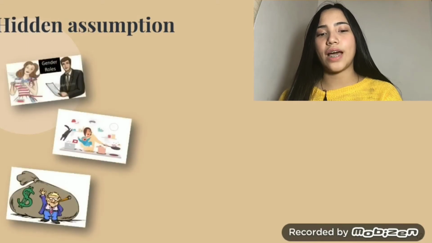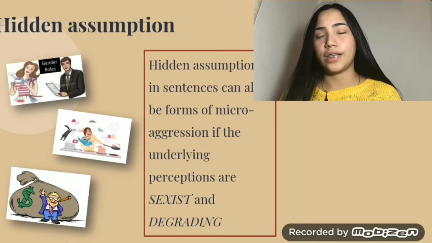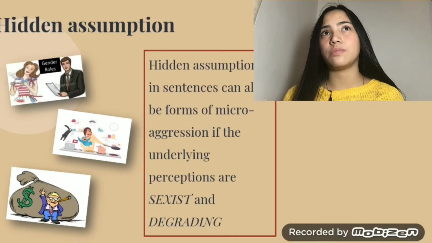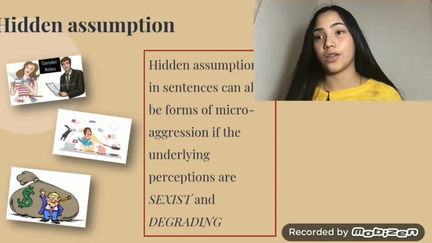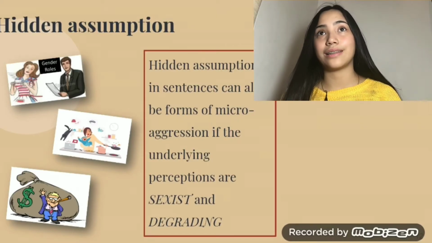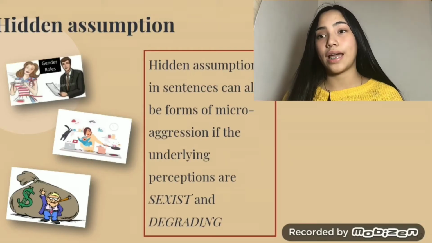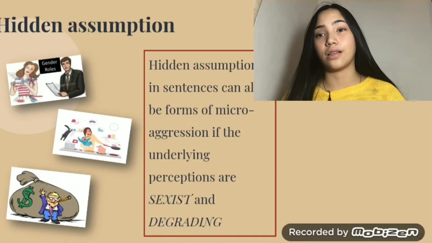Now lastly, we have hidden assumption. Hidden assumption in sentences can also be forms of microaggression if the underlying perceptions are sexist and degrading. An example for this would be a father temporarily taking care of their children because the mother is the main caregiver. As you can see, there is stereotyping there, because they think that men should always work and women should always be the one taking care of the children and should only settle as housewives.